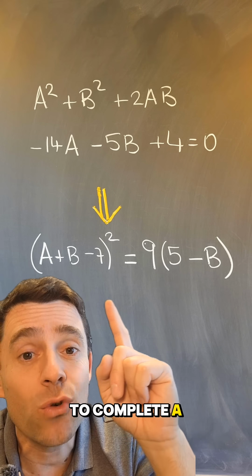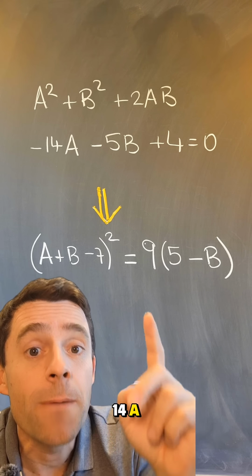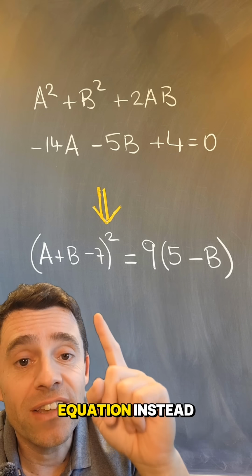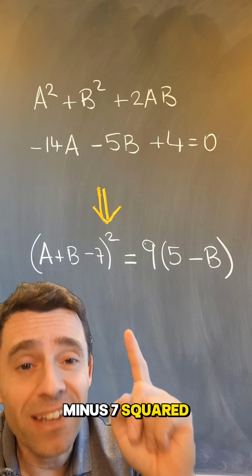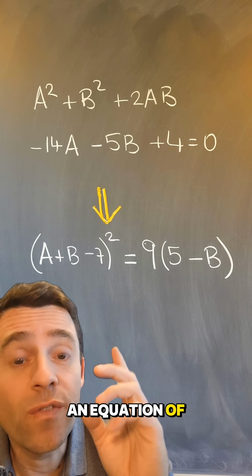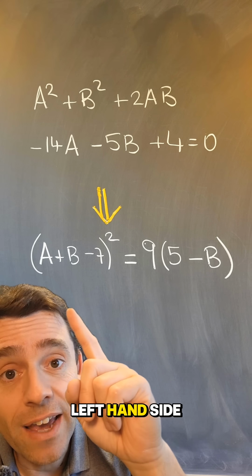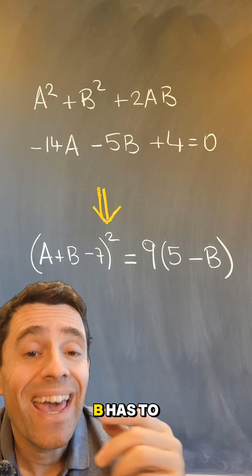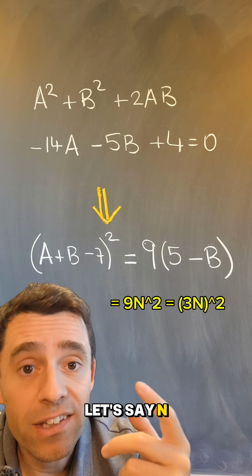So I have to complete a squared plus 2ab minus 14a. And when I try to complete that, what I get is this equation instead. A plus b minus 7 squared is equal to 9 times 5 minus b. Now, this is an equation of integers, and since the left-hand side is a square, the right-hand side has to be a square. So 5 minus b has to be some square, let's say n squared.